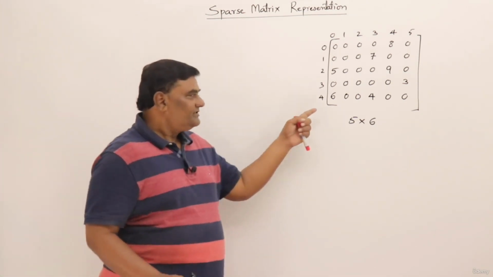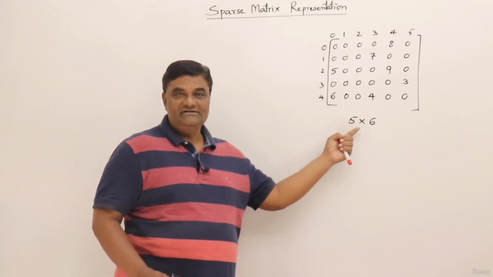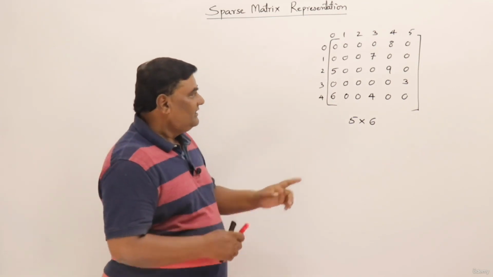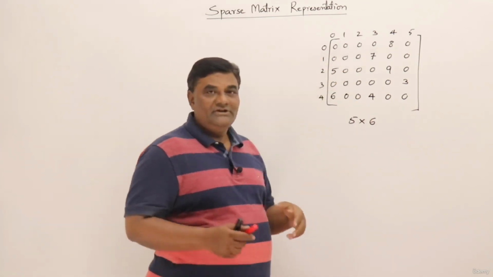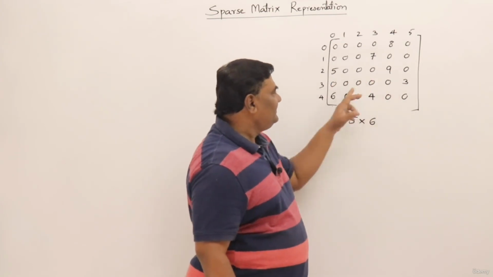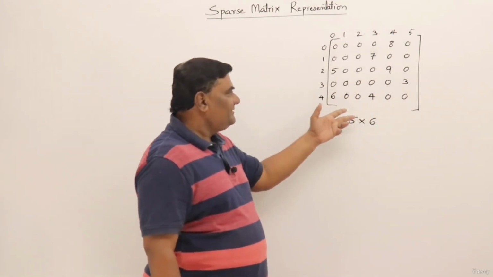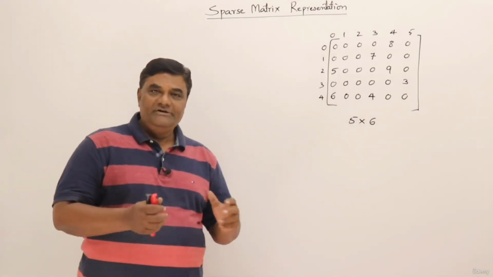I have an example of a sparse matrix of size 5 cross 6, that is 5 rows and 6 columns. A lot of elements are zeros, only few elements are non-zeros: 8, 7, 5, 9, 3, 6 and 4. Just 7 elements are non-zero. Now how to represent this?